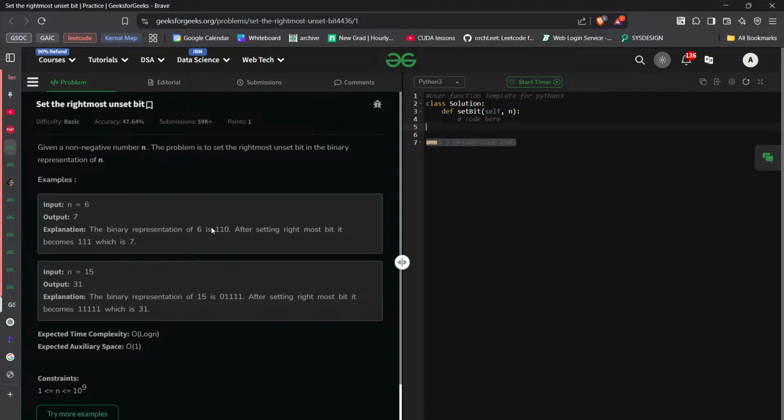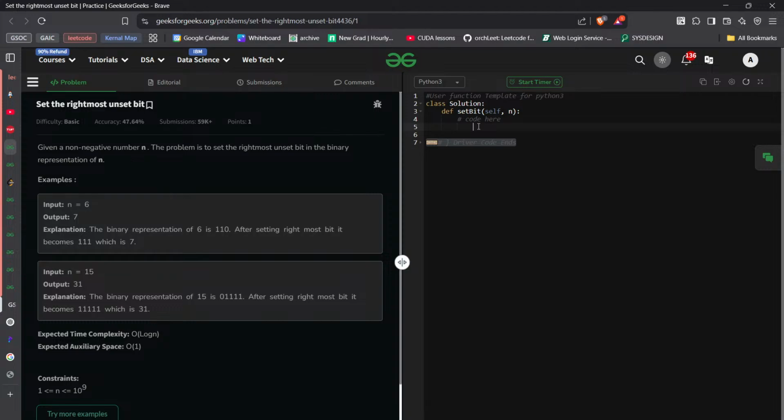Binary representation of 6 is this. Representing the rightmost bit, it becomes 7. Rightmost unset bit. This is this. After setting the rightmost bit, it becomes 31. So what I'll do is I'll try to find which is the rightmost unset bit.